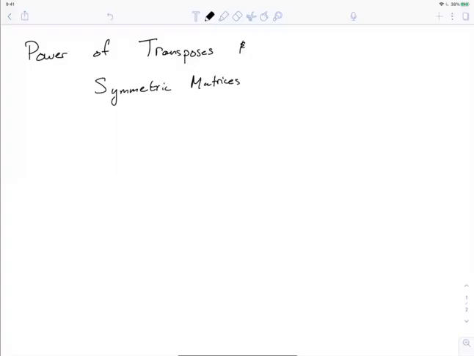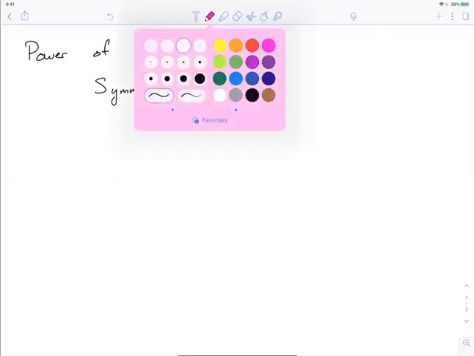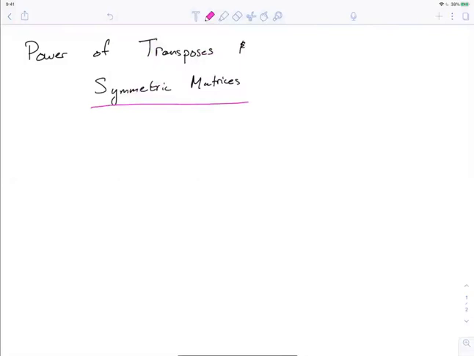All right, today we're going to discuss the power of transposes and symmetric matrices. This is slightly more theoretical than I would have liked, but it should be straightforward nonetheless. And today we're going to focus on symmetric matrices. So what is a symmetric matrix?